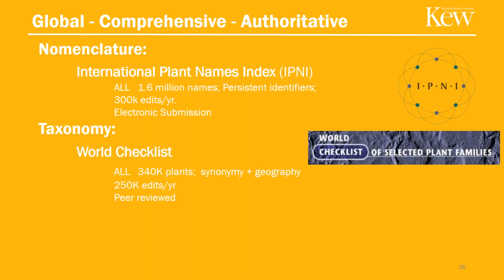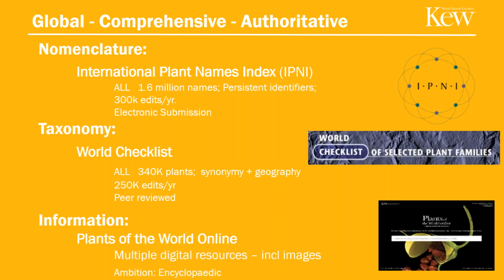But that lists names. The World Checklist lists plants. What it does is to put all those names into synonymy and establish how many plants there are. Currently, we're thinking there are around 340,000. So you can see there are many, many fewer plants than there are names. It will give you the geography. It is equally being edited all the time, and any family account will go out to peer review. And then finally, we publish as much information as we can on the website using all of those different synonyms to pull together the data and the images that we hold about each plant.